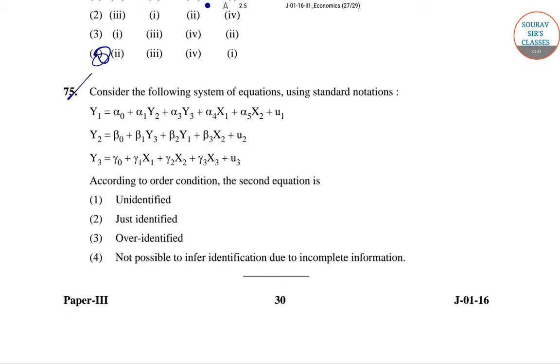Now we'll go to question number 75. There are 3 equations given, out of which we have to figure out. So the right answer would be just identified.